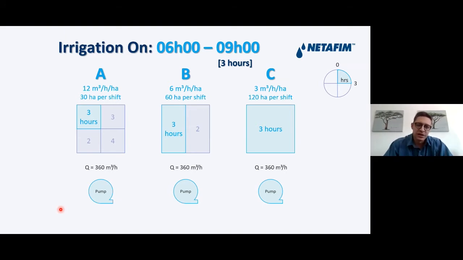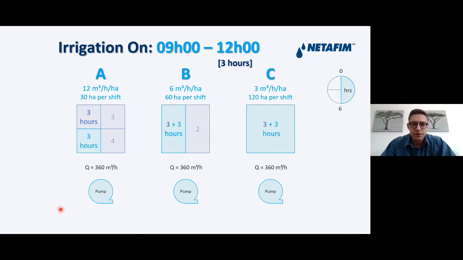I forgot to mention in the previous slide, maybe for you to better understand what we are dealing with here: on farm A, it would typically be a micro sprinkler irrigation system. On farm B, it would be a more traditional drip irrigation system. And on farm C, we are dealing with a low flow drip irrigation system.